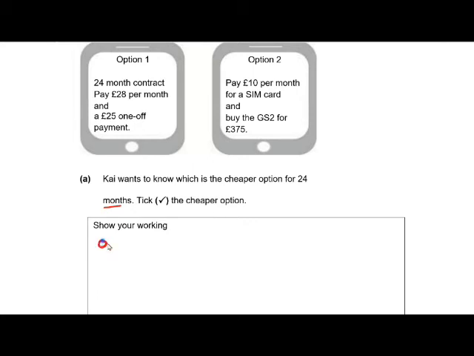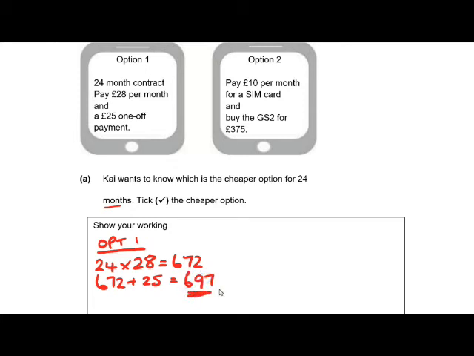So let's look at the two options. Let's look at option 1 first and make it nice and clear for our examiner. Option 1 is 24 months at £28 per month. So do this on your calculator, which is £672. We then need to add the one-off payment of £25. So again, no chances, do it on your calculator. So the answer for option 1 is £697. Let's look at option 2 then.